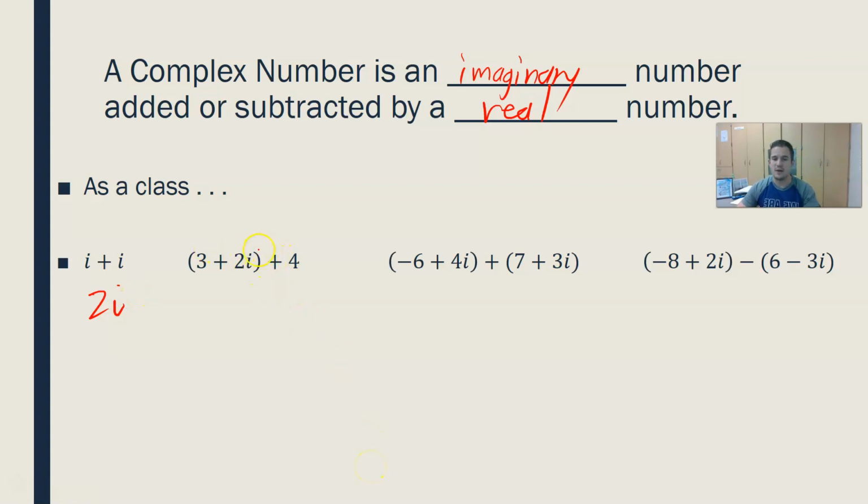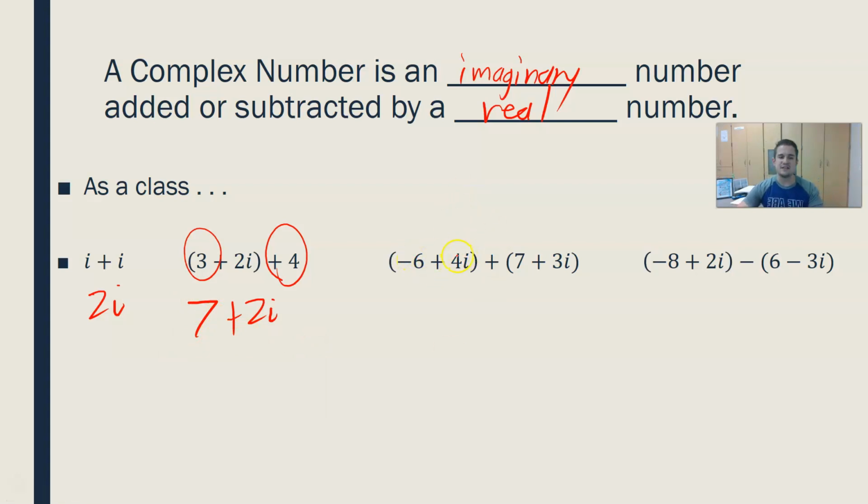3 plus 2i plus 4. Well, if I put my real numbers together, 3 plus 4 is 7, and then I have 2i. And you'll notice that most often when you write a complex number, people will write the real number first and the imaginary part second. It does not matter, but say they had a question like this on the ACT, the answer would probably be written this way, with the real number first, 7 plus 2i.